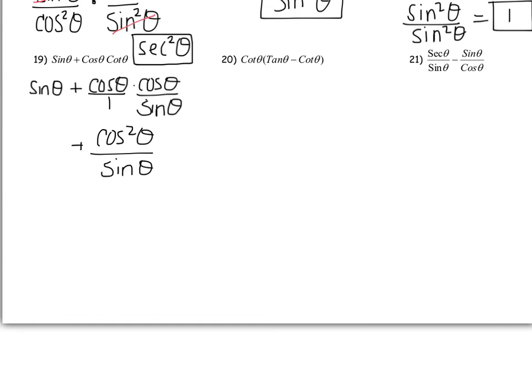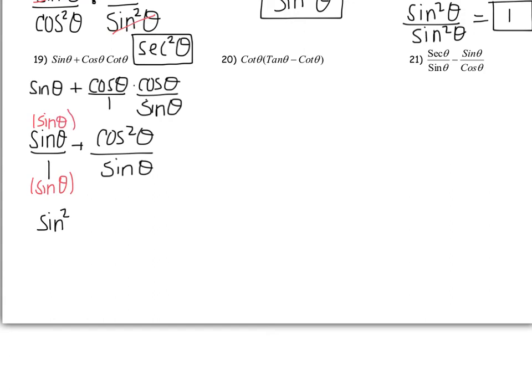And I want to add that to this one over here, which is sine of theta, but now over 1. So when we add fractions, are these denominators the same? No. How do we make them the same? Well, this side has a sine theta, and this side does not. So let's multiply this 1 by the sine theta. So the bottom gets a sine theta, and the top gets a sine theta. So what's sine theta times sine theta?